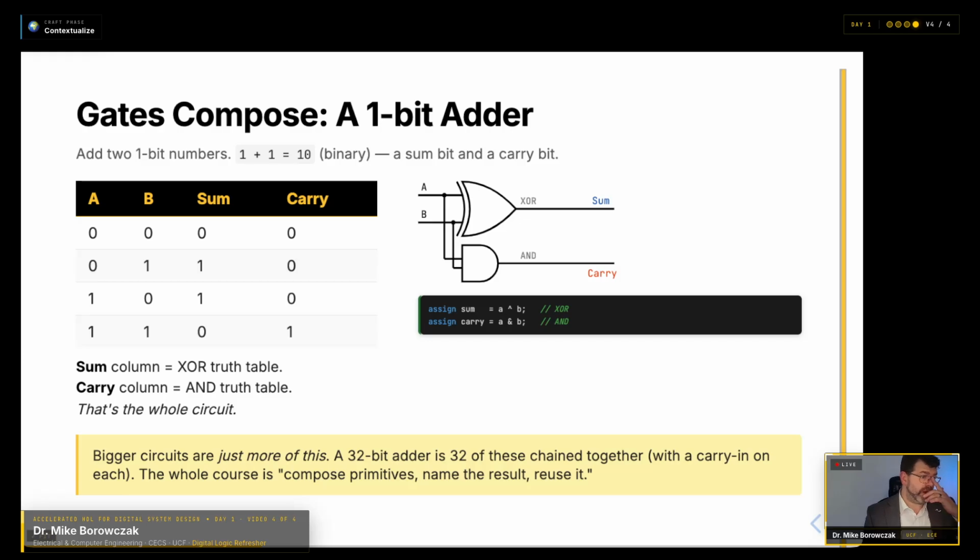You can imagine that if I wanted to do this with a larger number, let's say a 32-bit number, I would just chain these together. So that is all we do in this course. We compose primitives, name them, and reuse them.